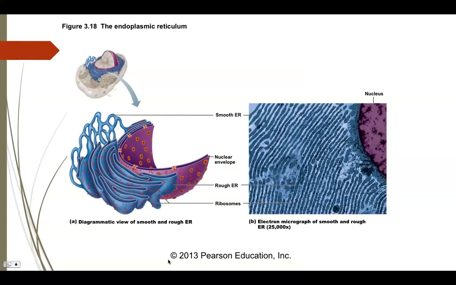And here is a photomicrograph that's colorized. You can see the rough ER studded with ribosomes here, and this would represent the smooth ER. Here's a little diagrammatic view or a cartoon drawing, and this one is the actual electron micrograph.